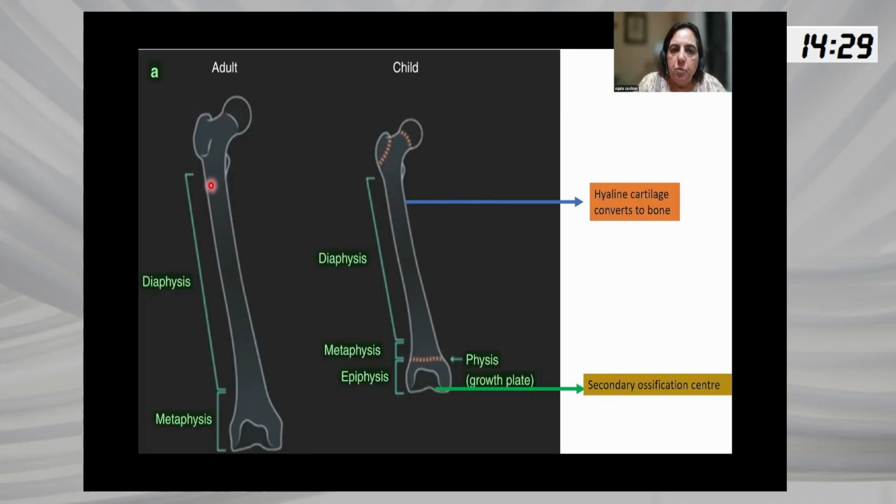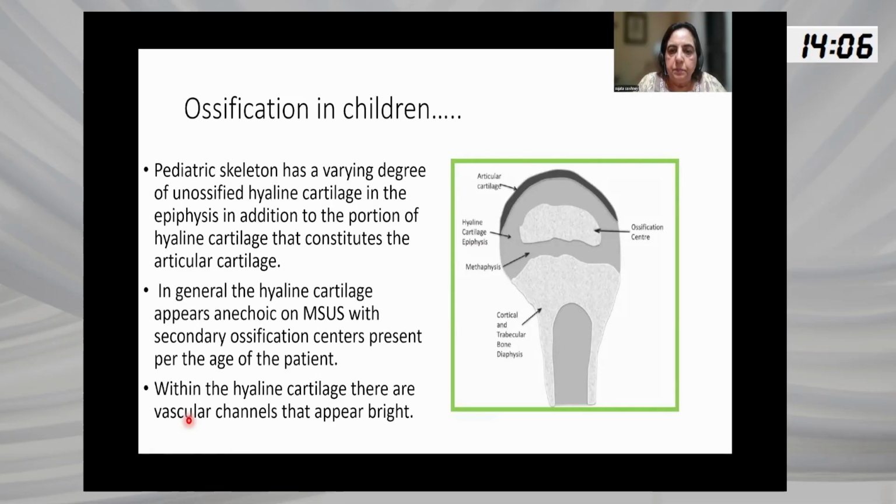And look at the difference between an adult bone and a child's bone. These physiological milestones are seen when you are doing an ultrasound of a joint, because the distal ends of the long bones are articulating with other long bones to make several joints, for example, the elbow joint or the shoulder joint.